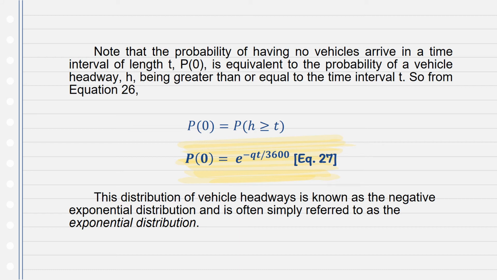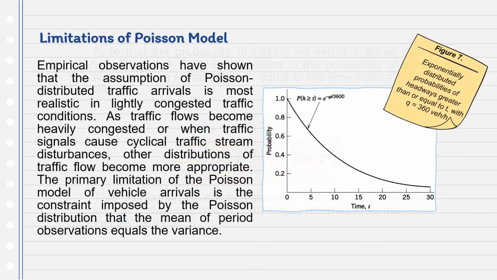The Poisson model has its limitations also. Its primary limitation is the constraint imposed by the Poisson distribution that the mean of the period of observation is equal to the variance. In figure number 7, we can see the exponentially distributed probabilities of headways greater than or equal to t, with q equal to 360 vehicles per hour.